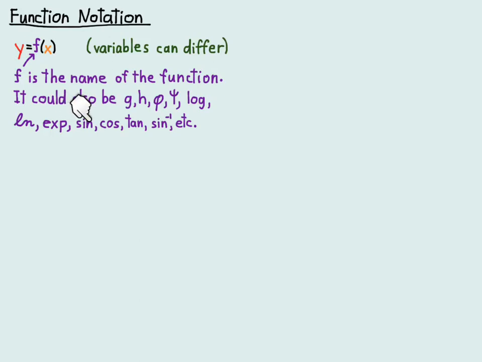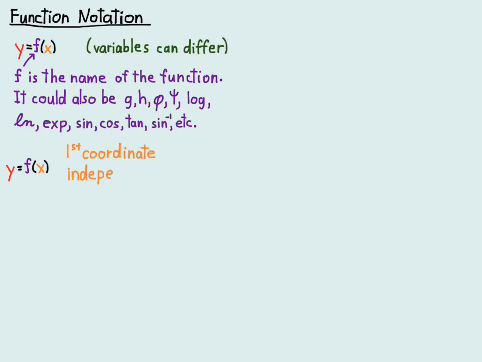Sin is short for sine, slightly short. That's a trig function. So f could be a trig function. Cosine is a trig function, tangent, inverse sine function, etc. And we'll do all these functions later in the course. So you could have a specific name of something or a generic name like f, g, h, phi. Okay? So that's the name of the function.